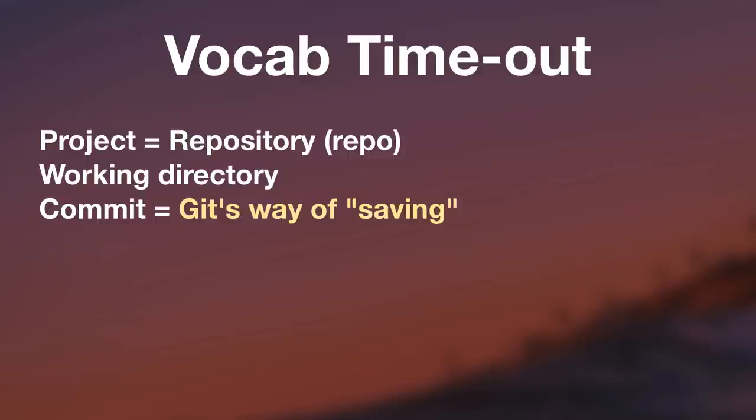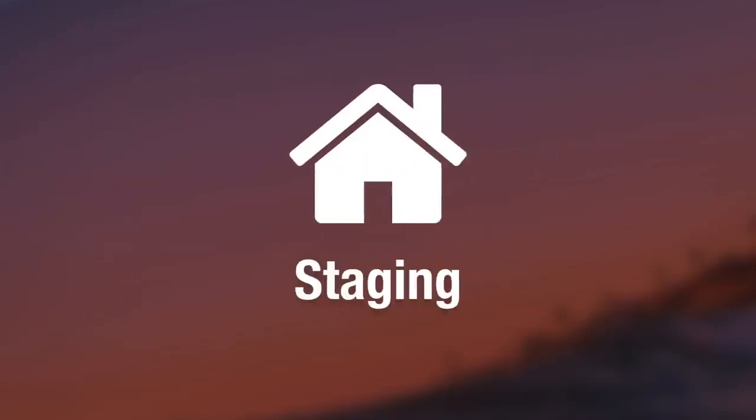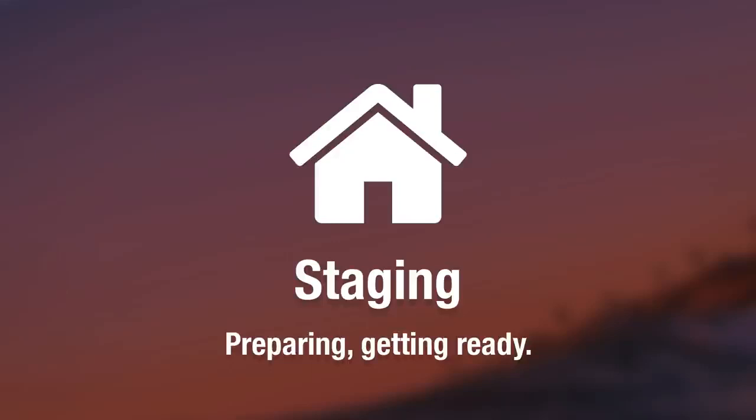Now, we will commit our changes in just a moment, but first, there's one last term we need to learn about. And that term is staging. In Git, before we are allowed to commit changes, we first have to stage our changes. So what does that mean? Well, I like to think of real estate. Sometimes before you can sell a home, you first have to stage the home. Staging just means getting something ready or preparing something.